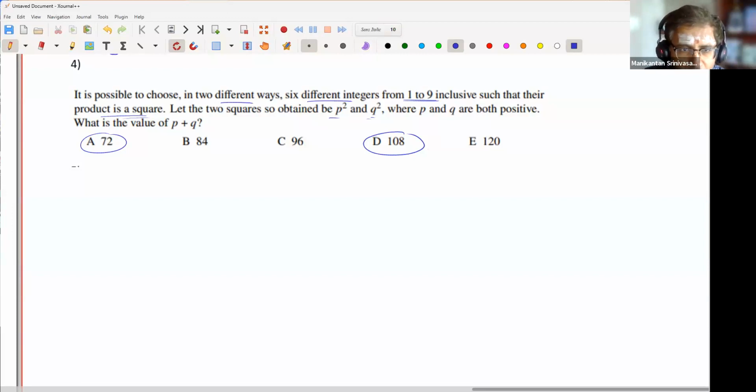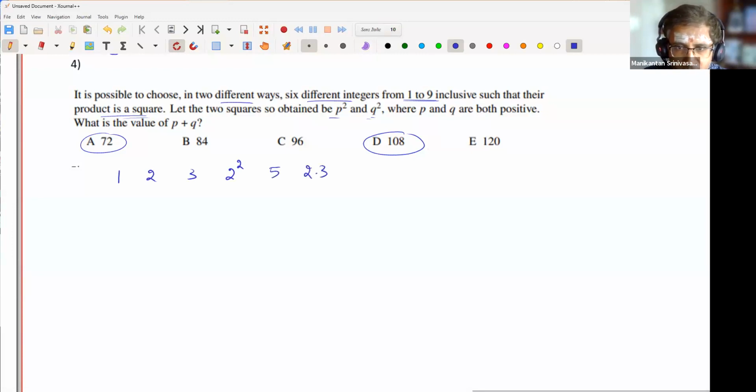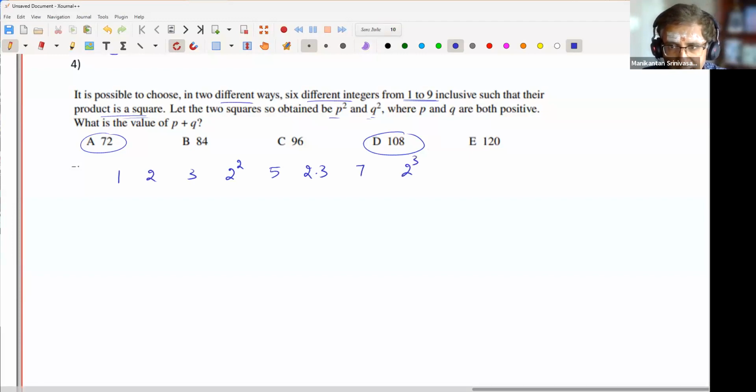Let's write out the numbers. 1, 2, 3, 4 is 2 square. 5 is just 5. 6 is 2 into 3. 7 is just 7. 8 is 2 cube. 9 is 3 square. And then that's it, 1 to 9 included.